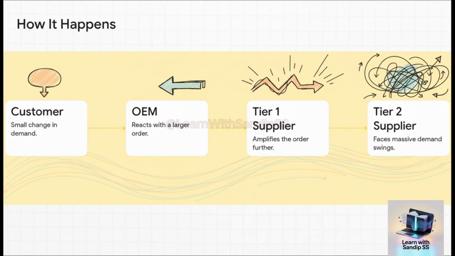So check this out. It all starts small. A customer changes their buying habits just a tiny bit. The company that sells to them, the OEM, sees this and thinks, better be safe, and they place a slightly bigger order with their supplier. Now that Tier 1 supplier sees the bigger order and they panic a little, so they amplify it even more to build their own safety cushion. You see where this is going, right? By the time you get all the way back to the raw material supplier, that tiny little ripple in customer demand has become a massive crashing tidal wave.